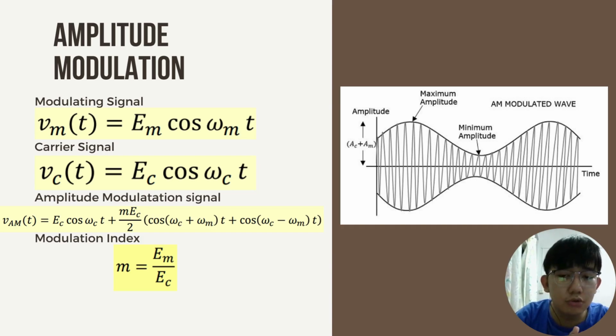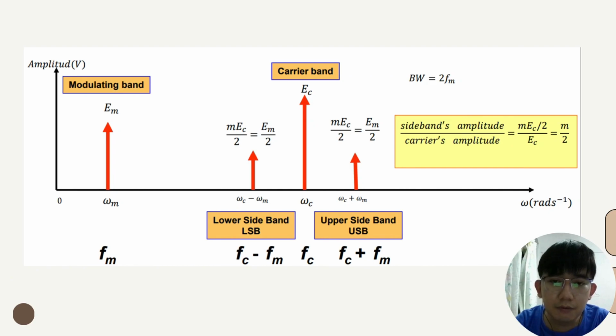Not only that, you also need to know what the modulation index is. Actually, modulation index is M, which is the amplitude of the modulating signal over the amplitude of the carrier signal. This will be the waveform for double sideband full carrier.